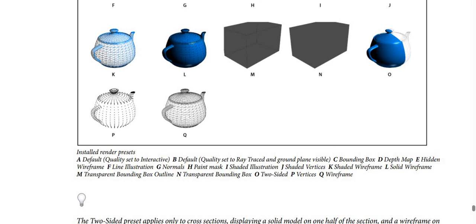Default meaning default quality set to interactive, and DBS meaning default quality set to ray traced and ground plane visible, and CS meaning bounding box, and GS meaning depth map, and DS meaning hidden wireframe, and FS meaning line illustration, and GS meaning normals, and HS meaning paint mask, and IS meaning shaded illustration, and GS meaning shaded vertex, and KS meaning shaded wireframe, and LS meaning solid wireframe, and TLS meaning transparent bounding box outline, and NS meaning transparent bounding box, and OS meaning two-sided, and BS meaning vertex, and QS meaning wireframe.